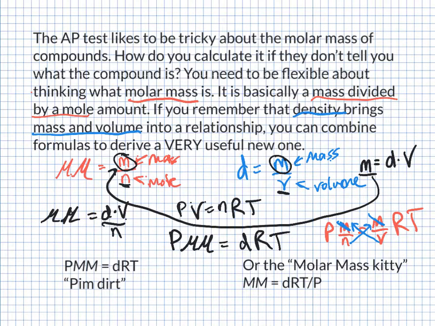So this formula is known two different ways. Sometimes we say it's PMM equals dirt, because P, molar mass, and dirt, PMM dirt. That's actually how I was raised, knowing this formula. But the other way you'll hear it referred to is the molar mass kitty, because all good cats put dirt over their pee. So you've got dirt over your pee, and that's the formula. Molar mass equals dirt over P, or density, R value, temperature over pressure. Take it however you want.